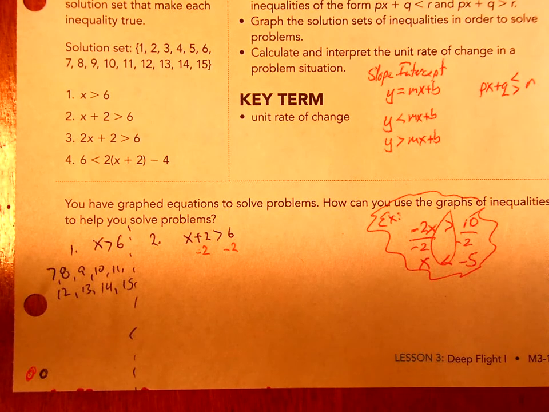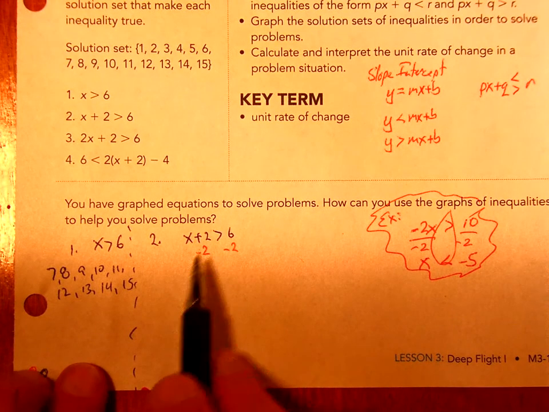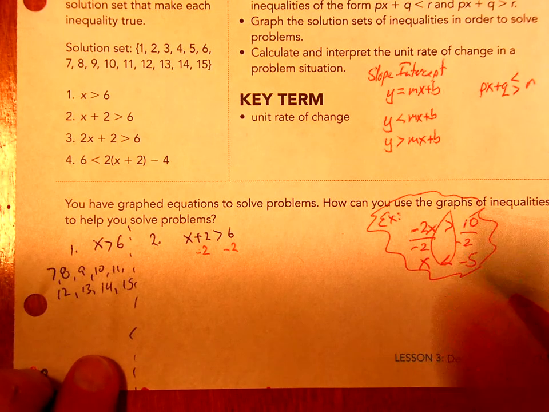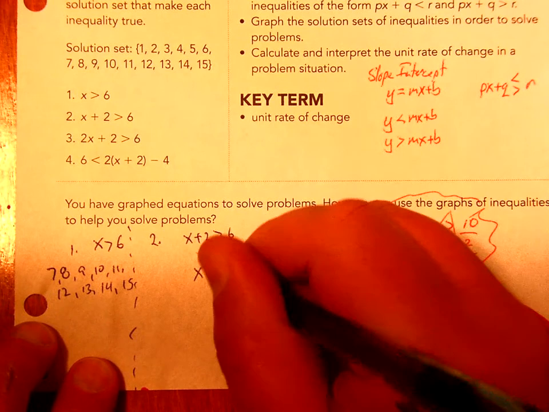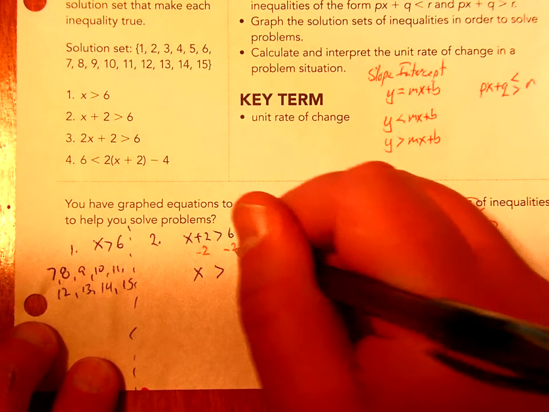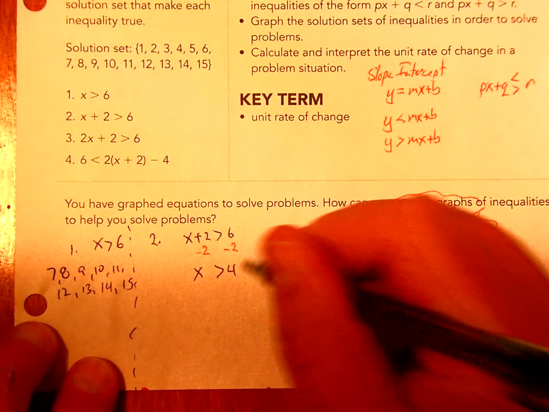The subtraction property of inequality, since we're working with an inequality, 2 minus 2 is 0. So I just have x on this side of the inequality. 6, take away 2 is a positive 4. So all numbers greater than 4.